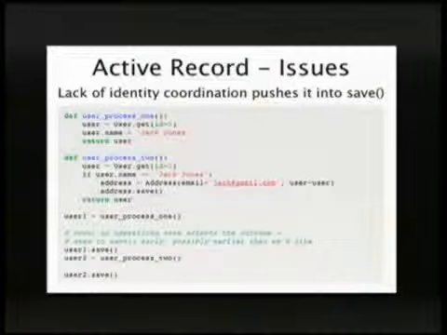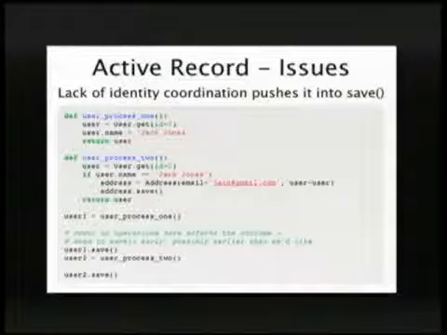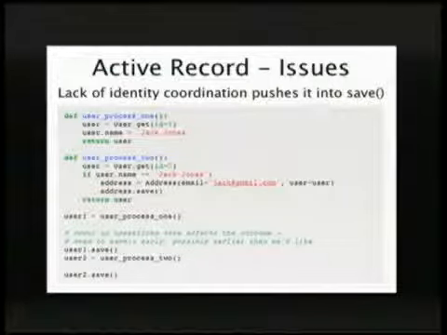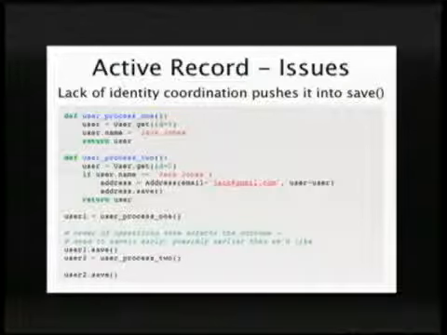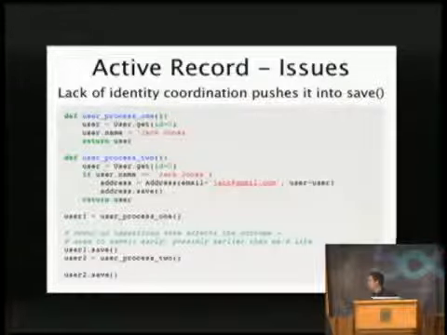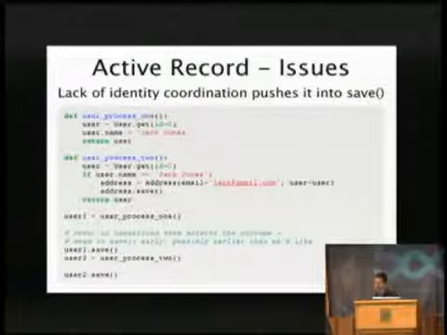So, the issues with Active Record. Now, all these issues, and the examples here, which you probably can't read, are a little bit contrived, and none of them are things that you can't overcome in Active Record, but they're things that I think we can do better than.